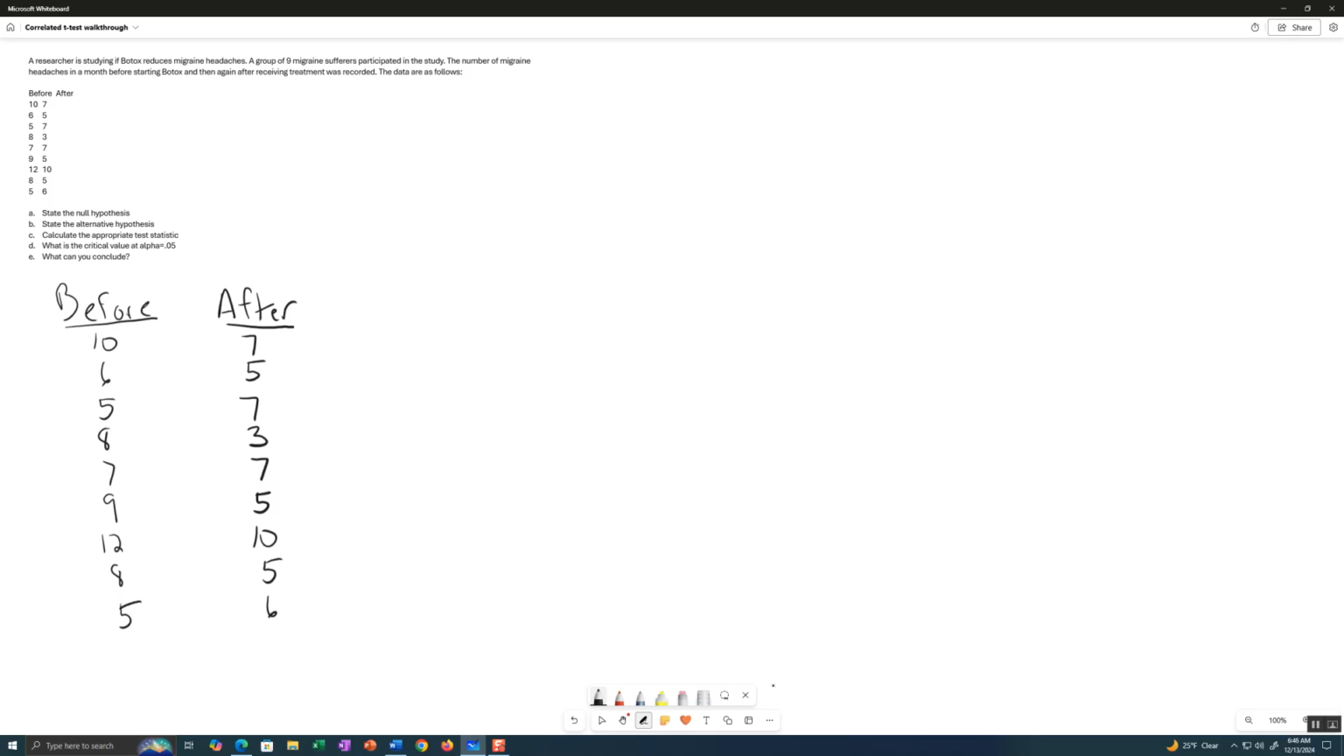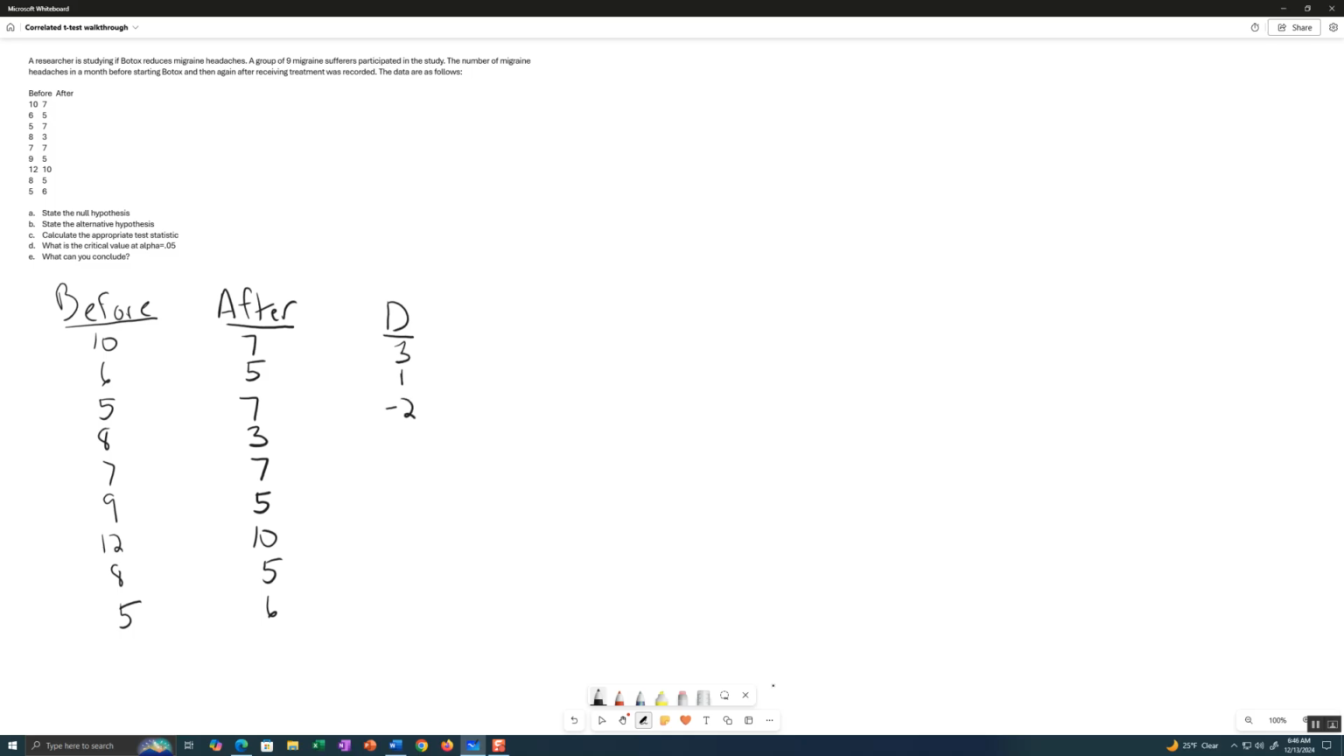So before and after, and I'm going to create a difference score, a D column. This is for the difference score. Now I expect after to be less than before because my prediction is that Botox is reducing migraine headaches. So if I do before minus after, I expect positive values, because after should be less than before if Botox reduces migraine, which it should. A positive value is going to be in support of my hypothesis.